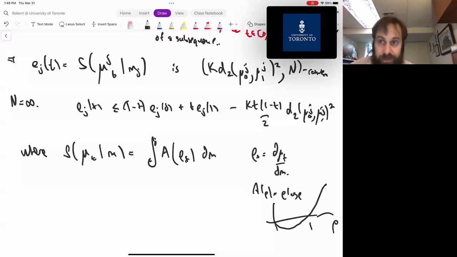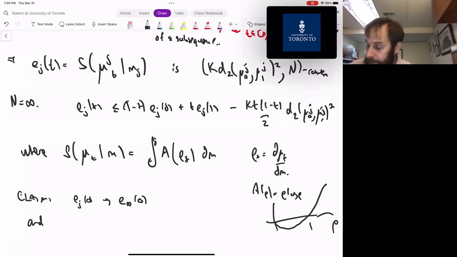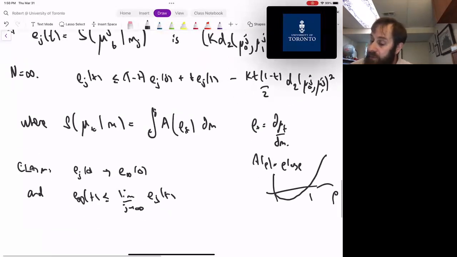Okay. So I had several claims that I needed to verify last class. The claims were that E_j(0) converges to E_infinity(0) by our construction, or by the fact that we had continuous densities, and on the other hand, E_infinity(t) is less than or equal to the limit along our subsequence of E_j(t). And then I also need to worry about the distance, but I'm in good shape with this distance. So I guess these are the three things I need.